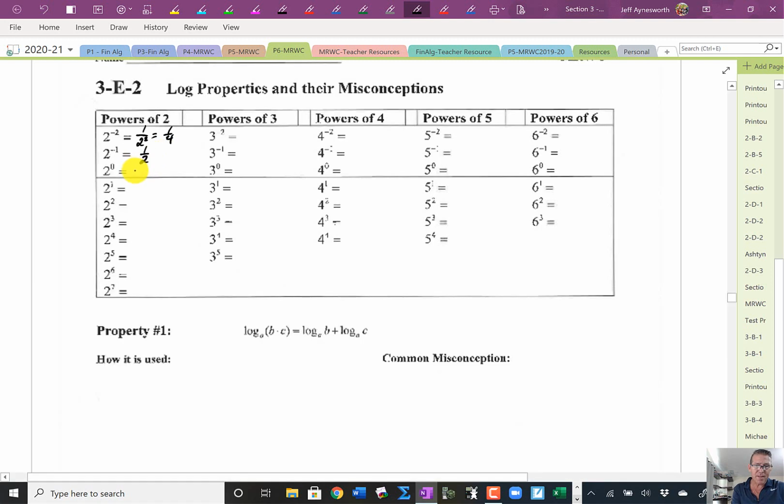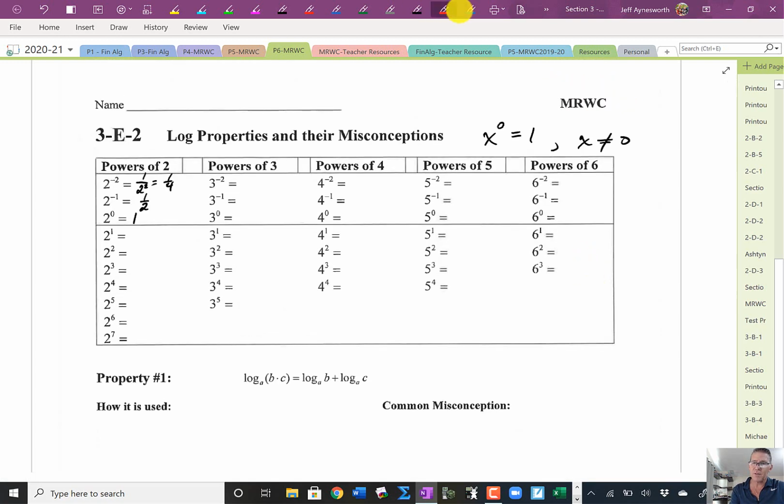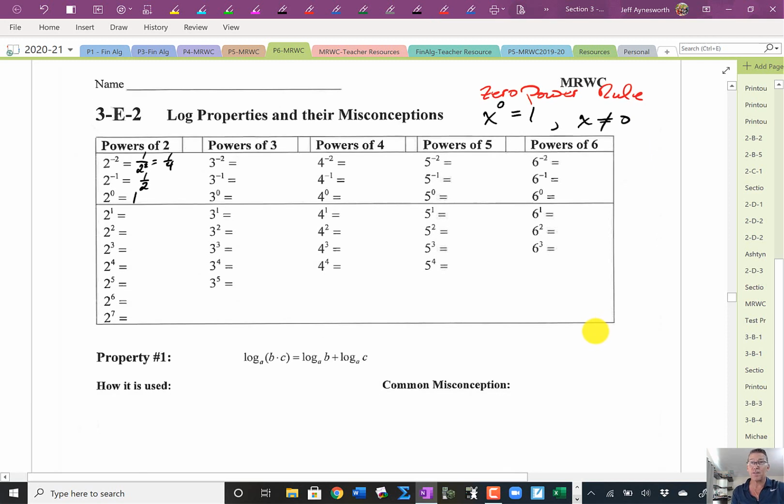2 to the 0 power is defined to be 1. Any number to the 0 power is defined to be 1, with the exception of 0, so x cannot be equal to 0. So there's your 0 power rule. Any number to the 0 power is 1 with the exception of 0. 0 to the 0 power is not 1. Try it on your calculator. It will not give you 1. It's indeterminate.